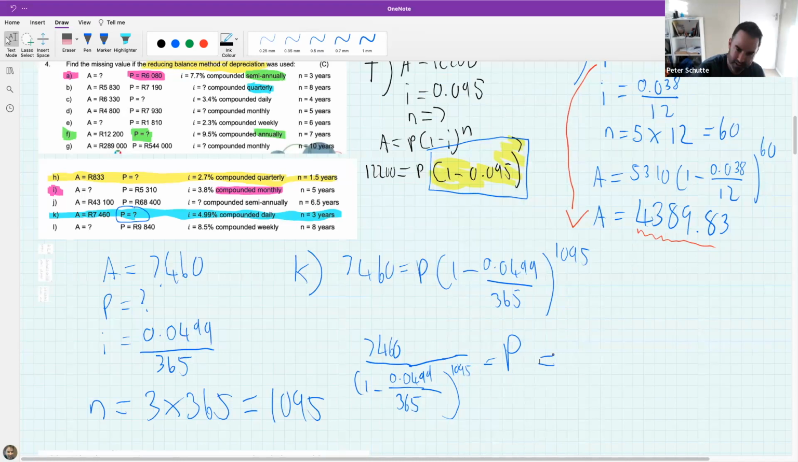So, okay, let's go: 7460 over 1 minus 0.0499 over 365, and then close brackets, to the power of 1095. And what do you all get? So what are you getting for your answer?